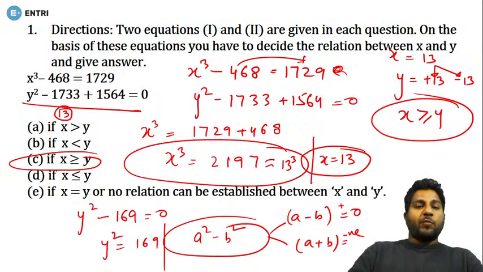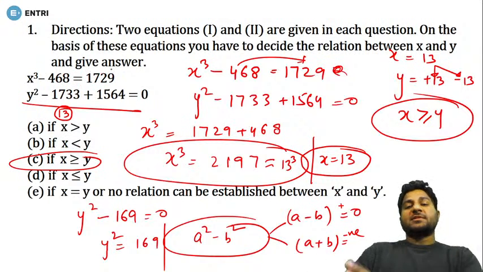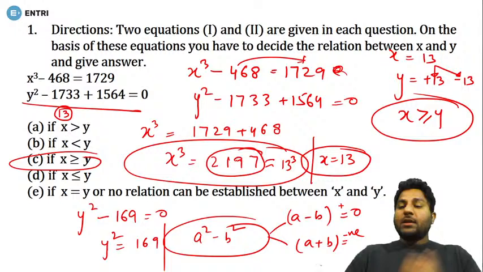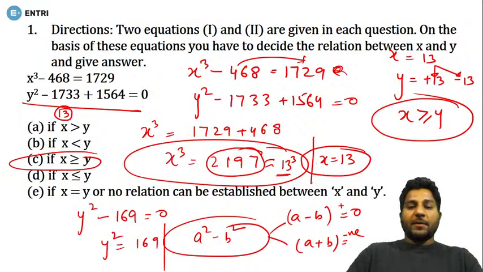Just look at this. I have put 468 to the other side. Then the negative sign will be converted into positive sign and it will be added. And that makes the whole sum 2197. And we knew that 2197 was 13 cube. That means only one value we will be getting.